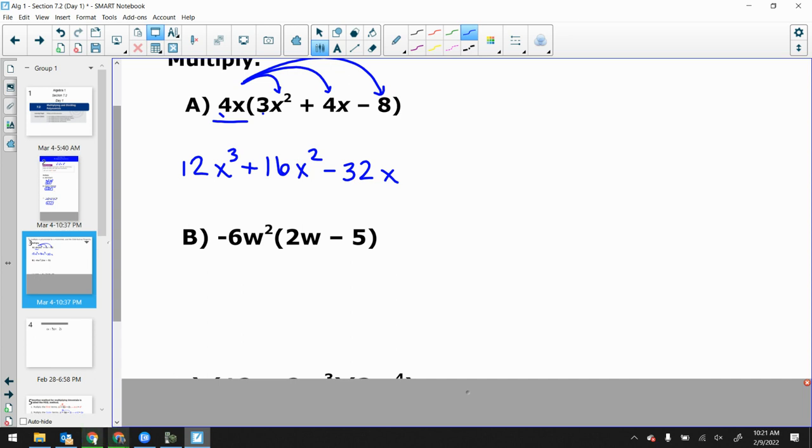You know what we needed like terms for? Addition and subtraction, what we did yesterday, right? We don't need like terms for multiplication. So that's why I can multiply these however I want, no matter the terms.